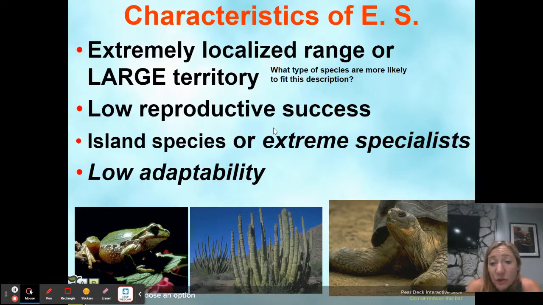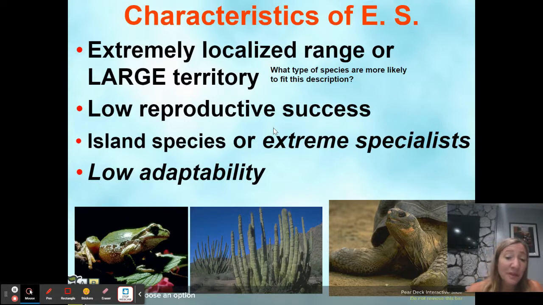If they have low reproductive success. Things that are K-selected typically have low reproductive success. For example, not that humans are going anywhere anytime soon, but humans are K-selected, and most mammals are K-selected. Let's use elephants as an example, because they spend a lot of time raising their young. They only have a few young at a time. And so that means they're not going to be as able to adapt to change.